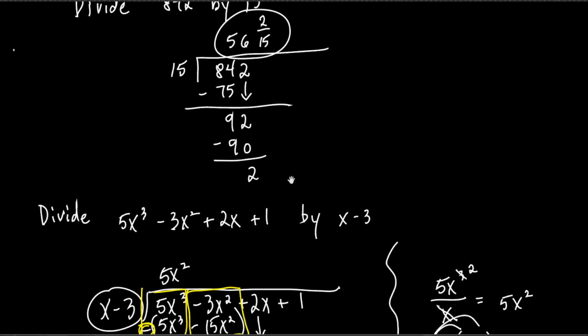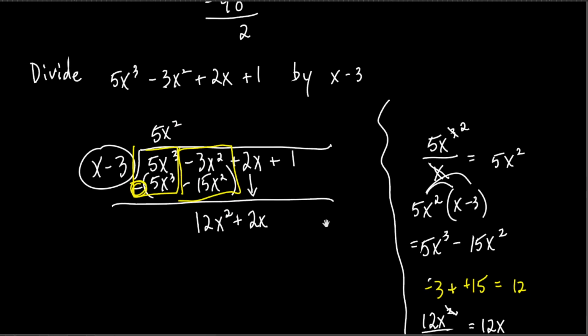Because remember this one? We said, how many times does 15 go into 92? 6 times. Where did we put the 6? We put it up top. Right? Do you see how it mirrors that long division problem? Yeah. So, again, how many times does x go into 12x squared? 12x times. And it's a positive, so what do we put here? A plus 12x.